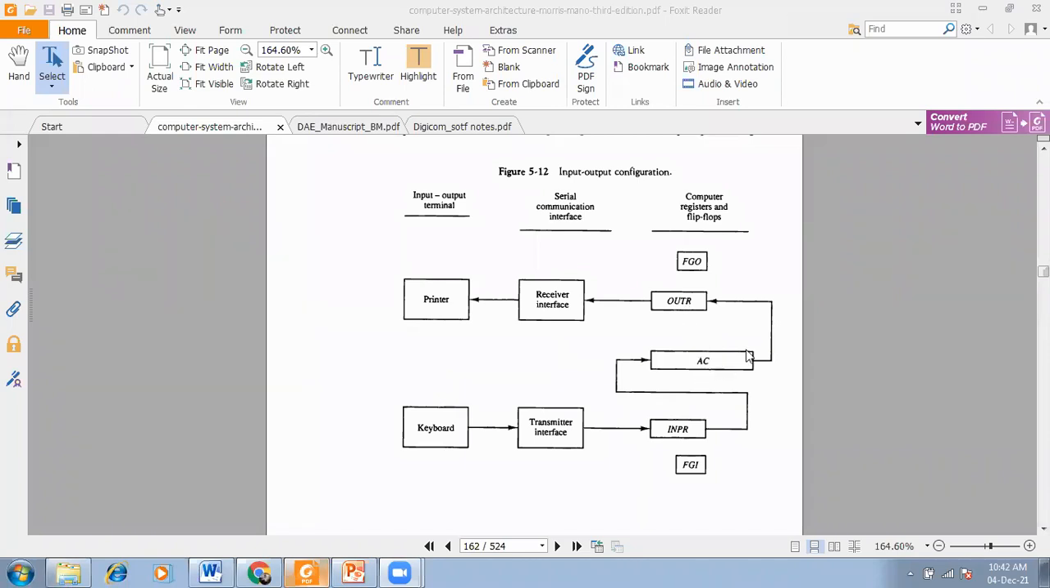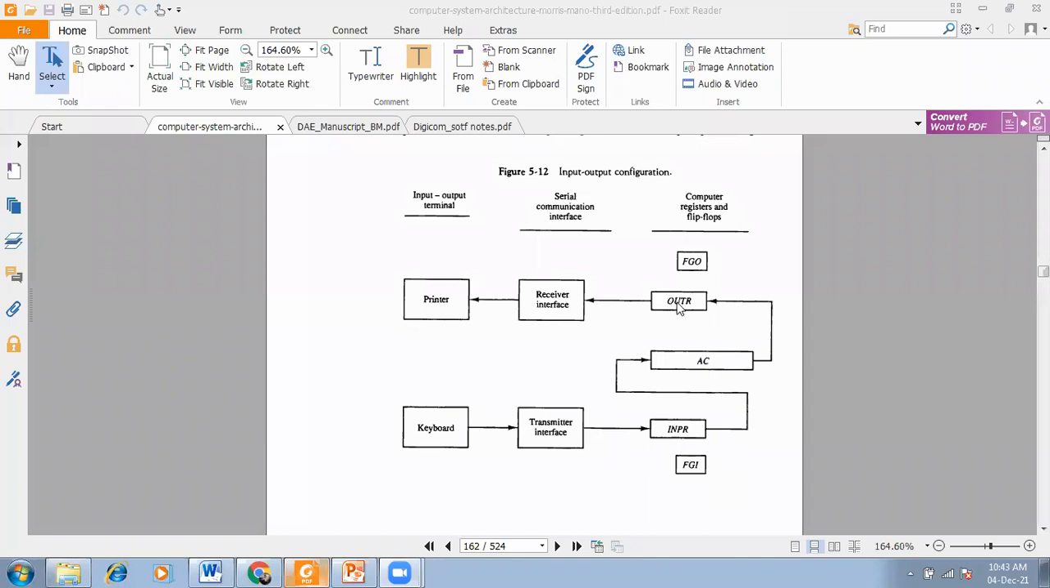So the accumulator sends the data to the output register in parallel when FGO is equal to 1. So when either FGO or FGI is 1, communication is taking place between the input register and the accumulator, or the accumulator and the output register. When FGO is equal to 1, data communication takes place between the accumulator and the output register. When FGI is equal to 1, data communication takes place between the input register and the accumulator. This is the aim to say.